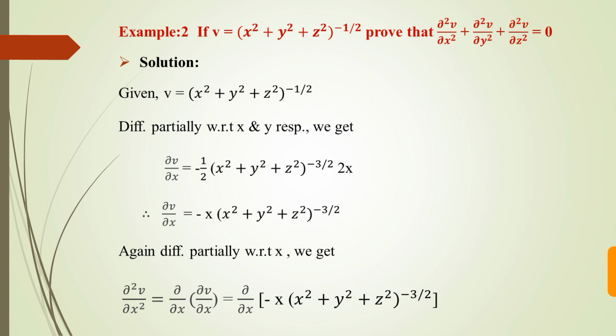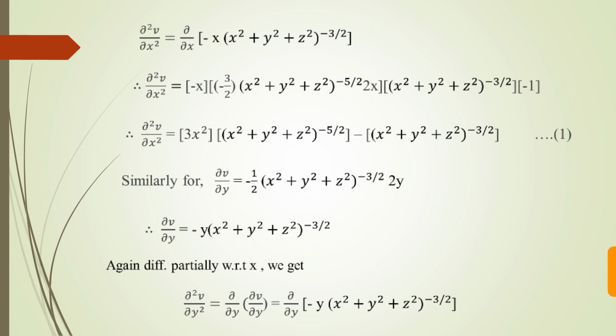Here we can apply the product rule of derivative. Which product rule? Derivative of u into v. What is the derivative of u into v? That means u into derivative of v plus v into derivative of u. According to that formula, we'll get ∂²v/∂x² is equal to 3x² into (x² + y² + z²)^(-5/2) minus (x² + y² + z²)^(-3/2). I call this equation number first.